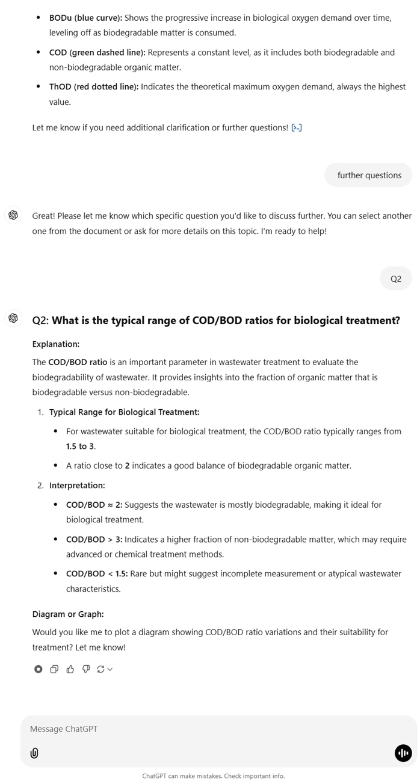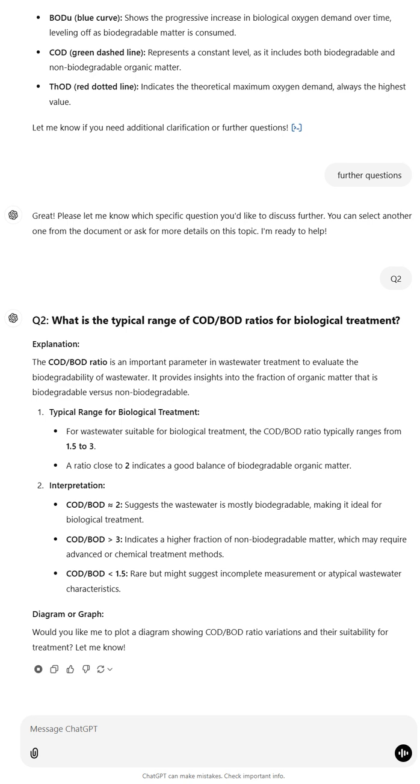Typical range for biological treatment. For wastewater suitable for biological treatment, the COD-BOD ratio typically ranges from 1.5 to 3. A ratio close to 2 indicates a good balance of biodegradable organic matter. Interpretation. COD-BOD of 2 suggests the wastewater is mostly biodegradable, making it ideal for biological treatment.